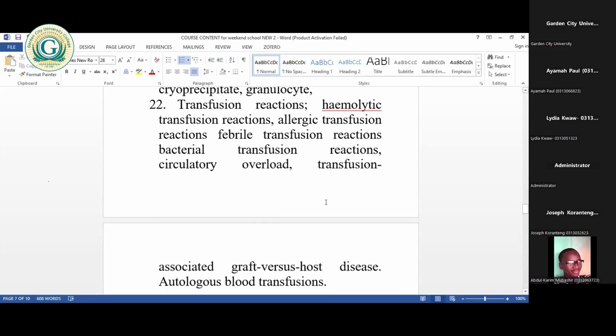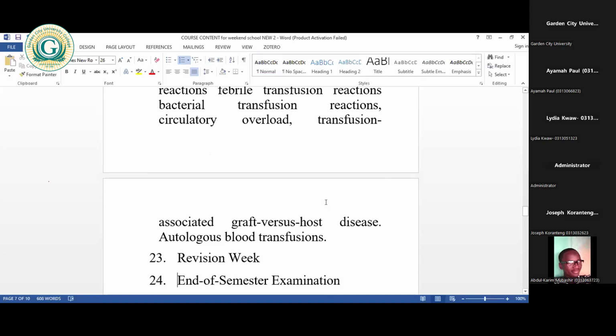transfusion-associated graft versus host disease, and then autologous blood transfusion, where we transfuse your own blood to you, especially in cases of ectopic gestation, where emergency CS is carried out, and if the circulatory system recognizes that the blood is too low, blood is filtered to remove the clot.